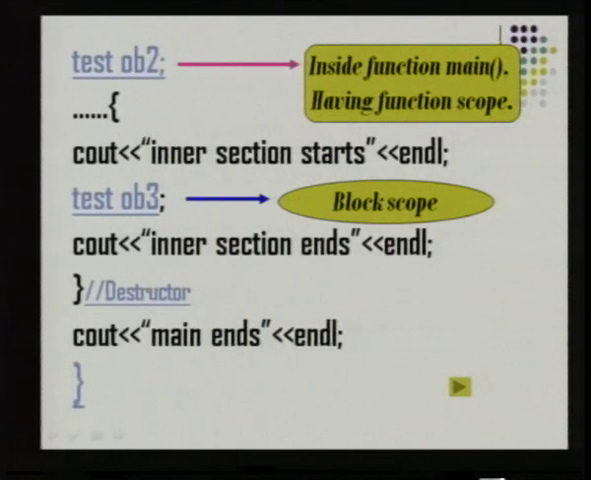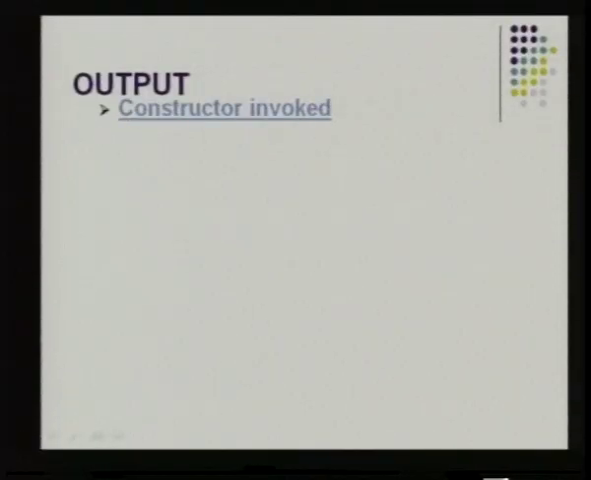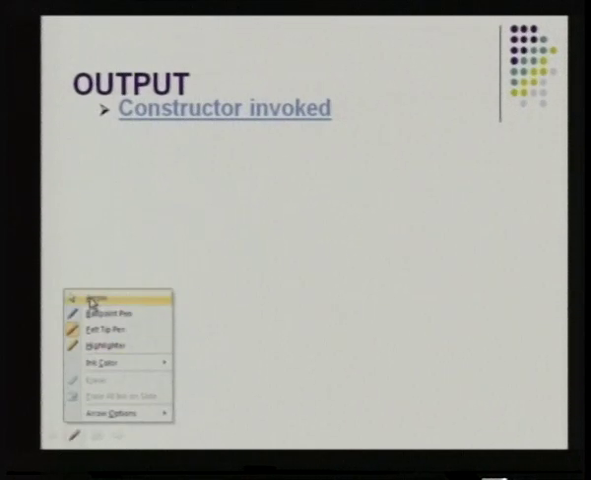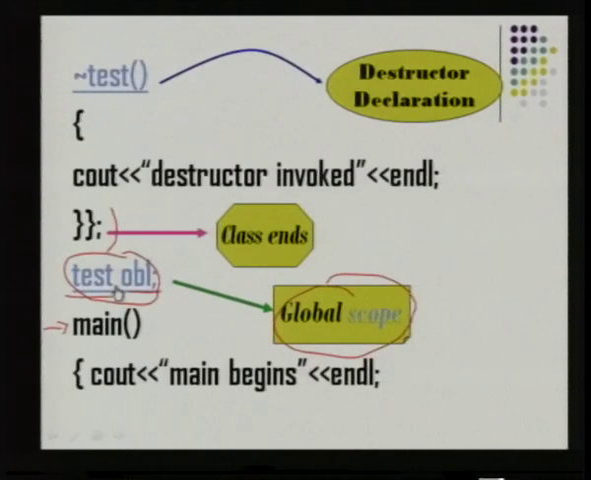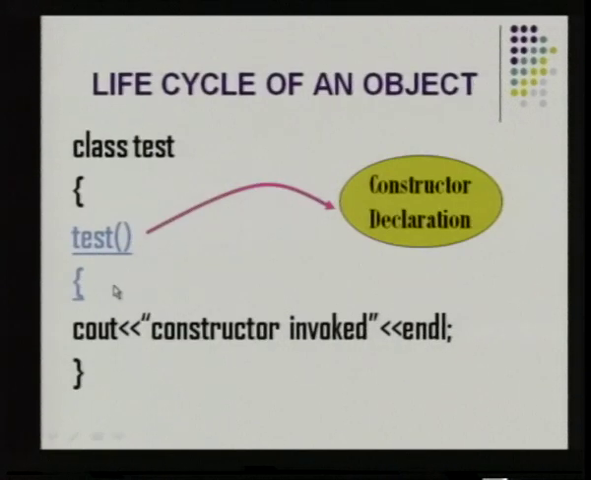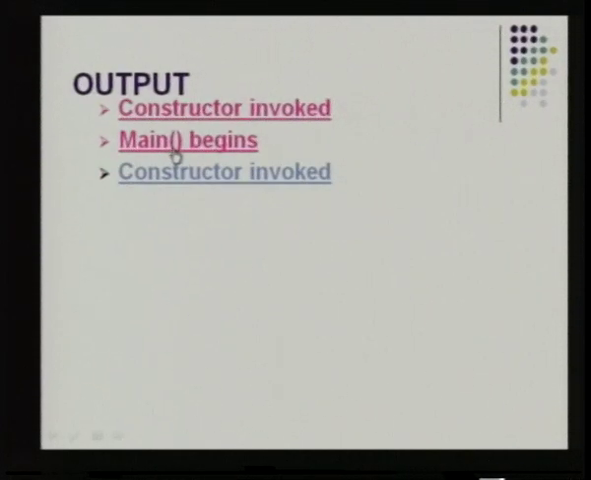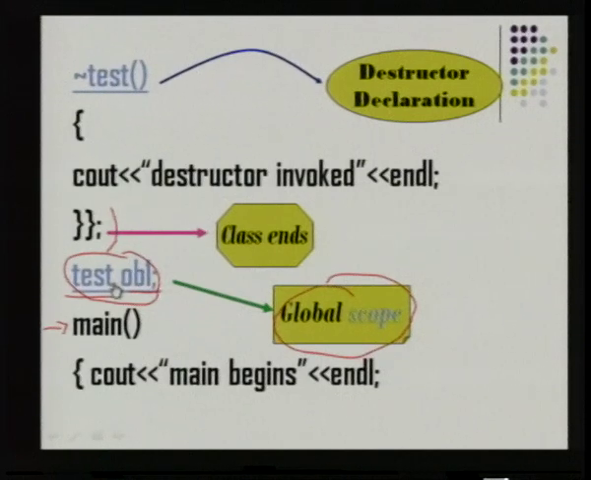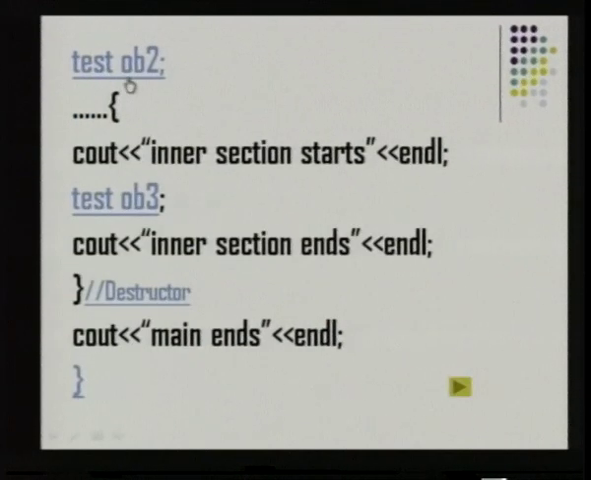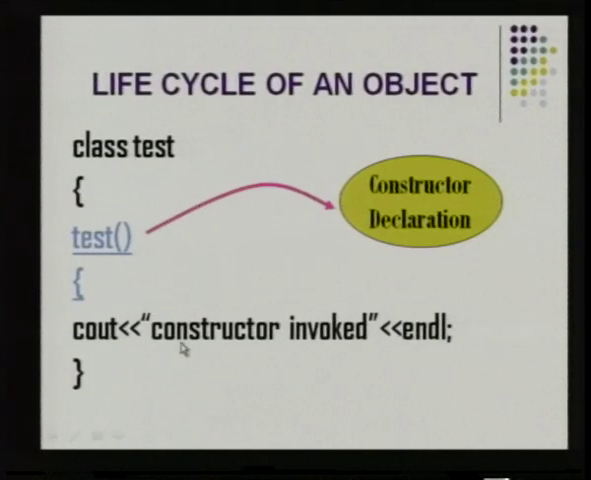Now, how is the output seen for this particular program? The first time you have the output constructor invoked. This constructor is invoked for this test OB1. So, when this test OB1 object is created, it prints this particular data, constructor invoked. The next statement is main begins, after that again constructor invoked. So, what happens when main begins? How is this main begins coming as the next output? After this first object is created, the compiler enters the main function and it displays main begins. Then it immediately moves to the next statement, which is nothing but creation of the second object. So, when the second object is created, again the constructor is invoked.